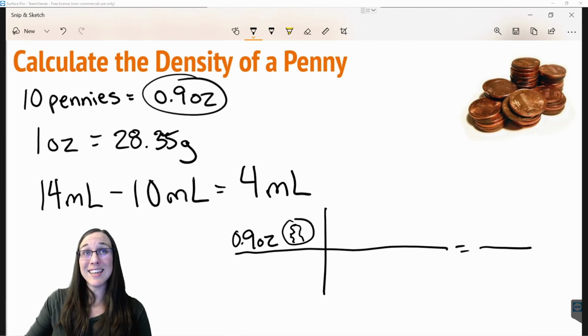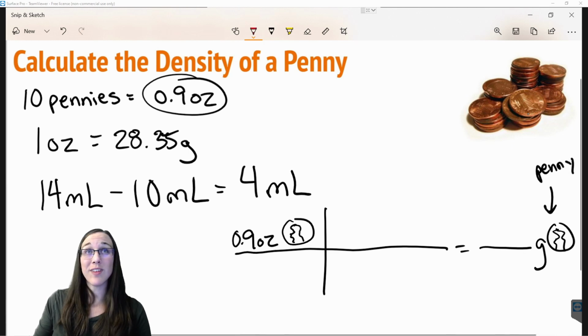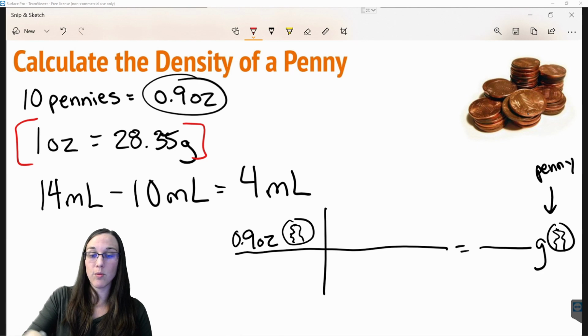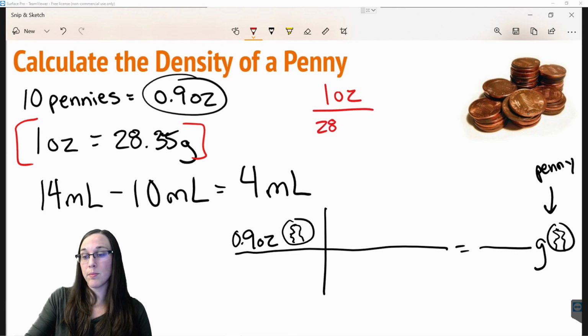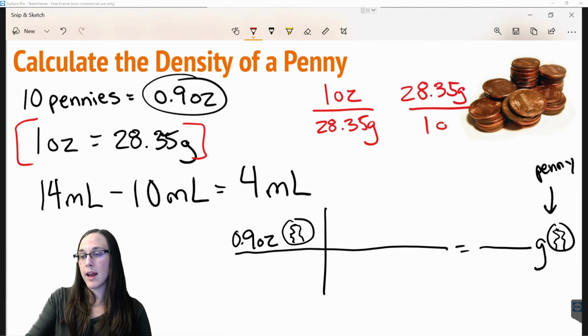And we know we're trying to get to grams of pennies. So our conversion factor is going to be this guy right here. 1 ounce is equivalent to 28.35 grams. We could write that as 1 ounce over 28.35 grams as our domino, or we could write it as 28.35 grams over 1 ounce. In this case, we need a domino that cancels out our ounces, which is already on top. So we need an ounce on the bottom, and we want goal units of grams, and our goal units always go on top.